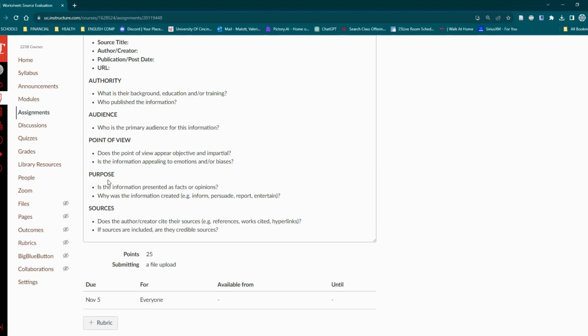Of course, you want to look for the purpose. Is the information presented as facts or opinions? And why was the information created? Was it to inform, persuade, report, entertain? Again, if you watch the John Green video, he talks about how the perspective might influence the content that one produces.